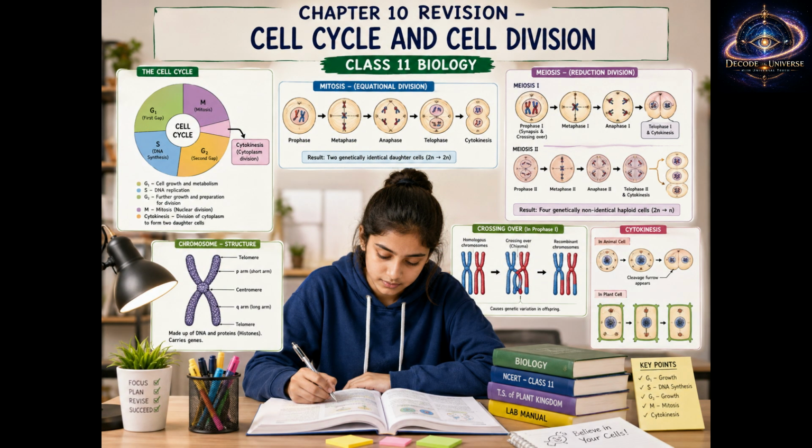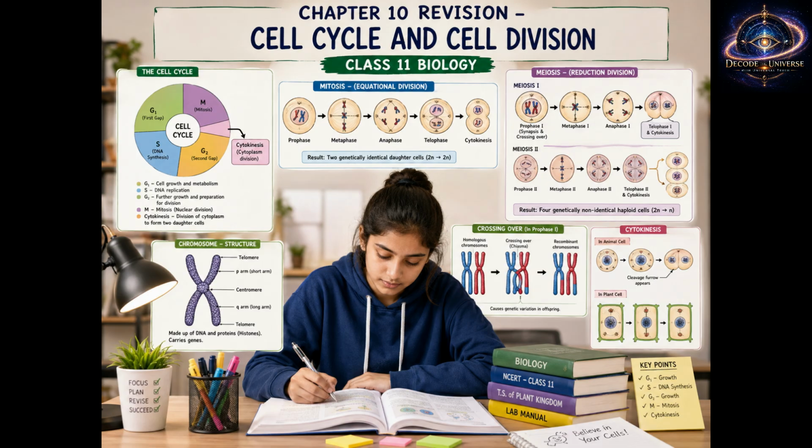9. What is chiasmata? Chiasmata are X-shaped points where crossing over has occurred between homologous chromosomes. 10. What is the significance of meiosis? Meiosis forms haploid gametes, maintains chromosome number across generations, creates genetic variation and supports evolution.